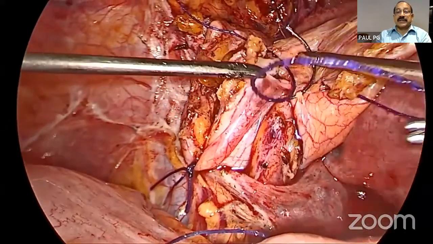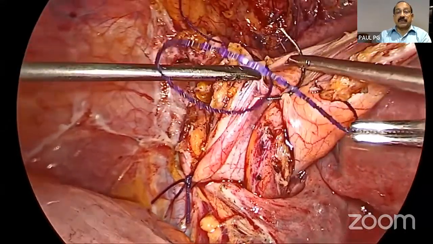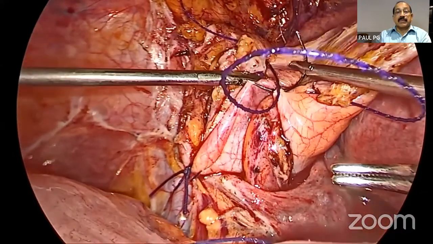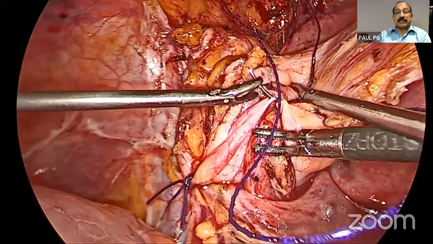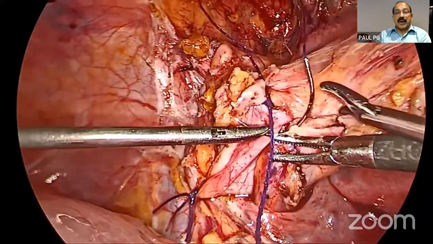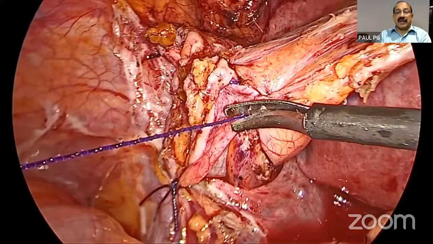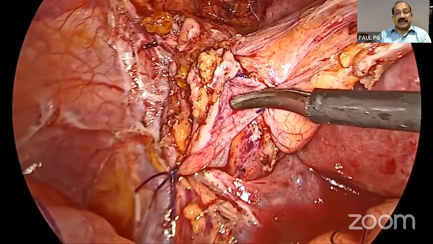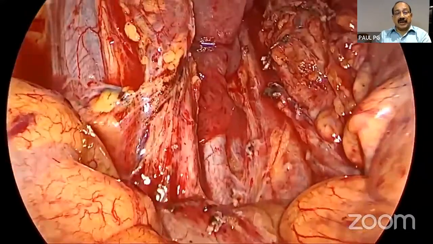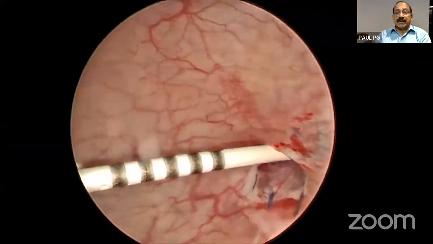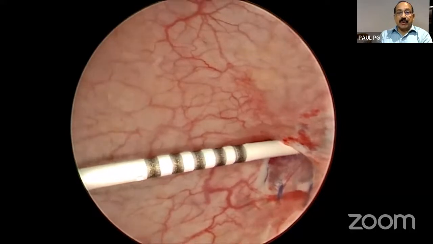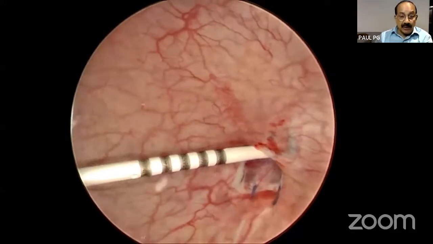The second layer was done with a 3-0 barbed suture. I prefer to use smaller 3mm instruments when we use any smaller suture. We did a cystoscopy and the patient made an uneventful recovery.